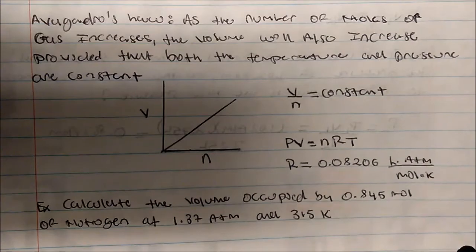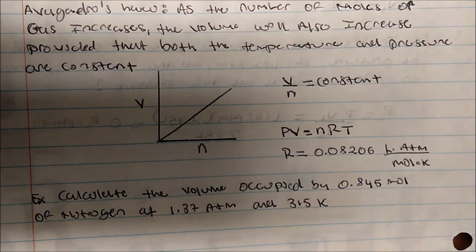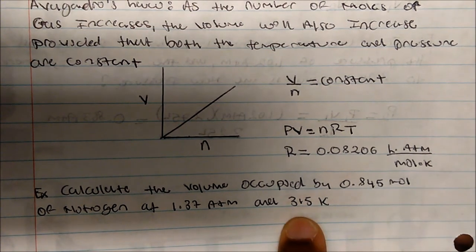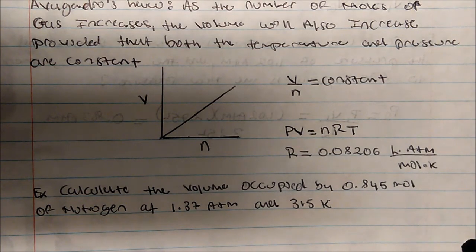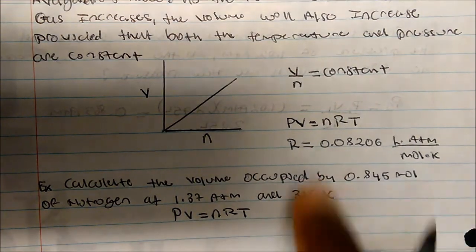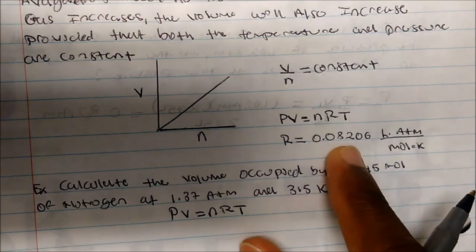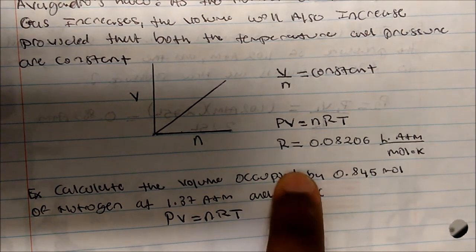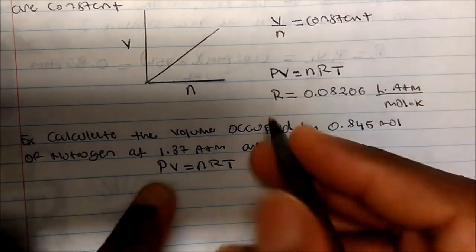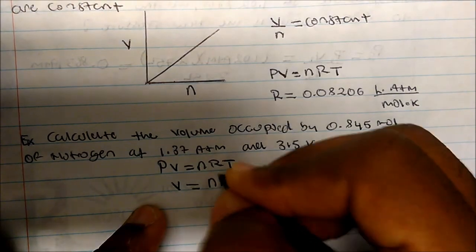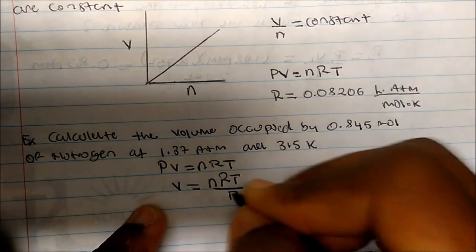So I have this problem here. It says calculate the volume occupied by 0.84 moles of nitrogen at 1.37 atm and 315 kelvins. Well, if we know that PV is equal to nRT, oh, and I forgot my R. This is a constant, so this most likely will be given to you. But you'll use it so much that it'll become something you automatically memorize. And so, calculate the volume. Well, I'm solving for V. If I divide by P on both sides, then V is going to be equal to nRT divided by P.